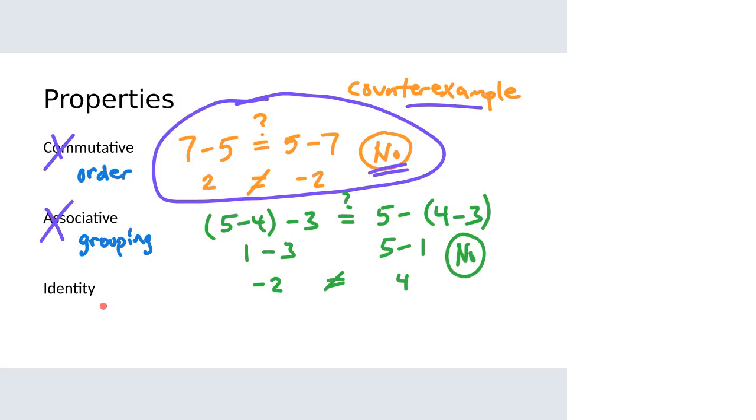If we say 9 minus 0 equals 9, well, sure enough, we started with a number, we subtracted something from it, and kept the same value of that number. That looks like the identity property.